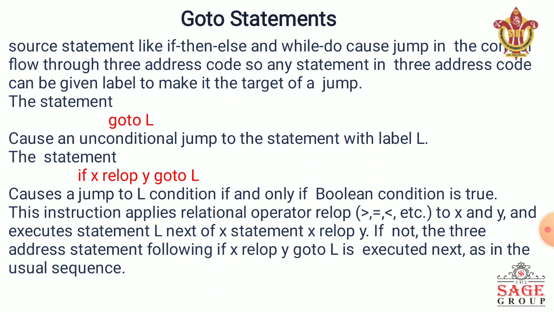This instruction applies the relational operator to X and Y and executes statement L next if X relational operator Y holds. If not, the three address statement following the if X goto L statement will be executed next, as in the usual sequence. So these are the two types of jump goto statements. The first one is unconditional, and the other one is conditional goto.